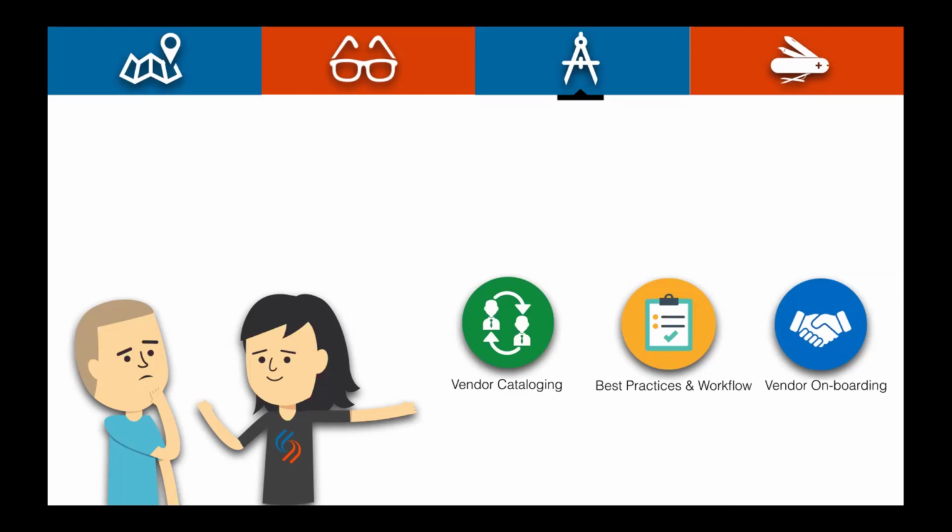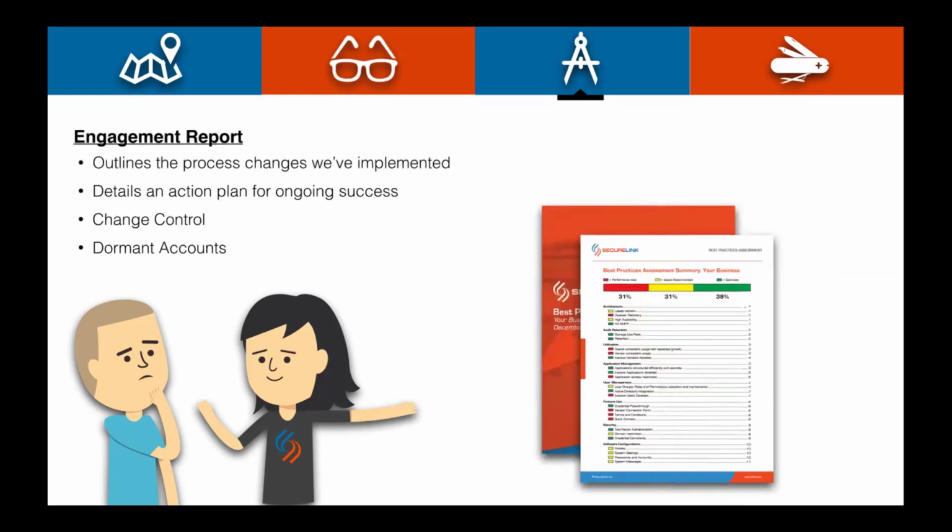Then we have a dedicated vendor onboarding team. Once we have that list, we will take the active role, to the degree that you want us to, in reaching out to vendors, answering their questions, and helping them get connectivity to the solution. And all of this comes with a full engagement report that outlines any process changes that we've implemented or suggested, and then a detailed action plan for success going forward.